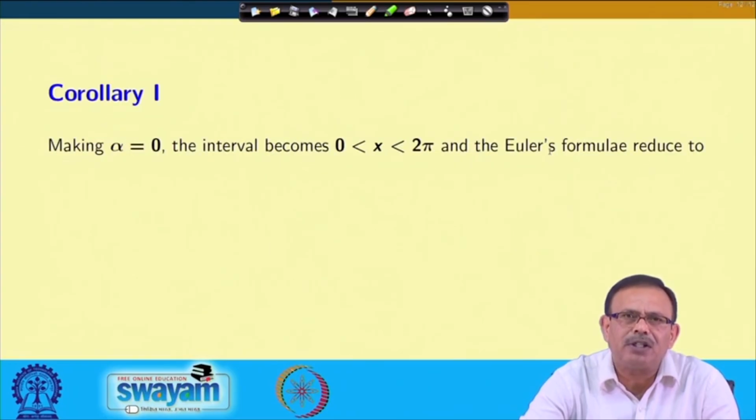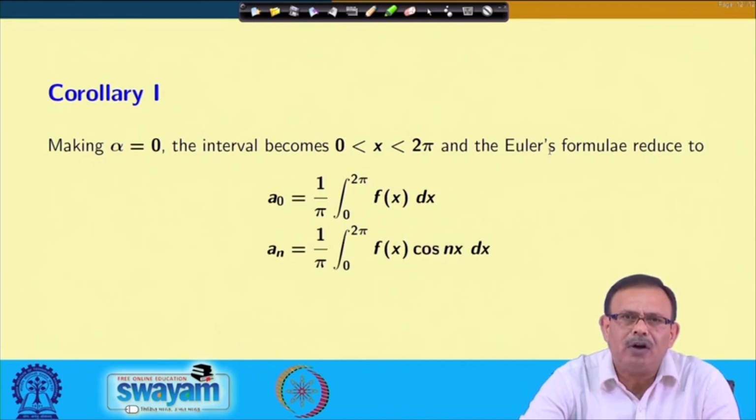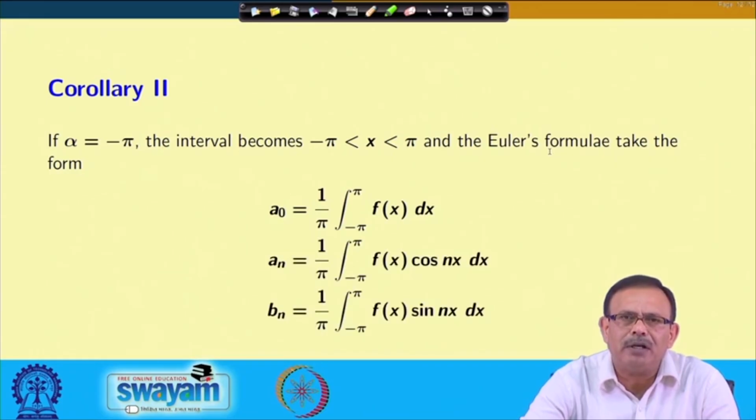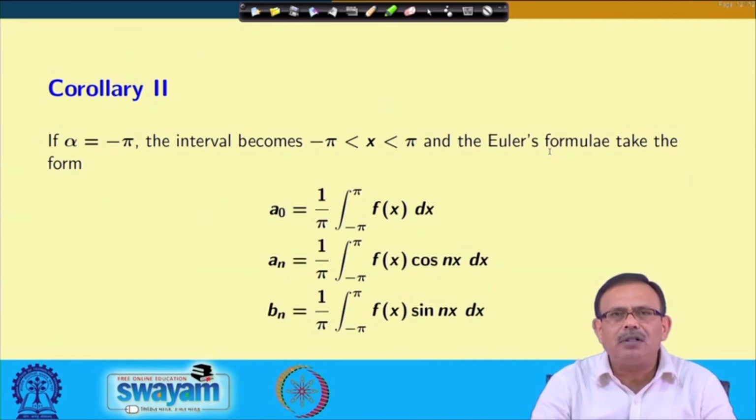As a special case, if I make alpha equals 0, then the range of x will be from 0 to 2 pi, and a naught, a n and b n, the integrands inside the integral will remain the same, only the limit will change to 0 to 2 pi. Similarly, if I make alpha equals minus pi, then a naught, a n and b n will be similar, only the limit of the integral will be from minus pi to pi.